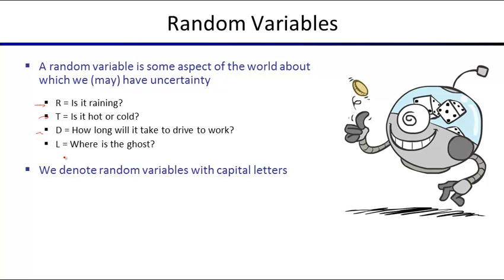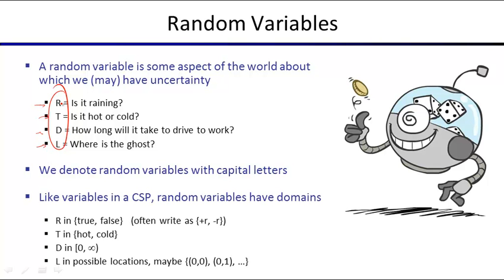How long will it take to drive to work? Location coordinates. Where is the ghost? Note that we denote all of these random variables with capitals. That's notation. That's a choice. It's a very common choice, though, not just for this class. Pretty much everywhere with probability, the random variables are capitalized.